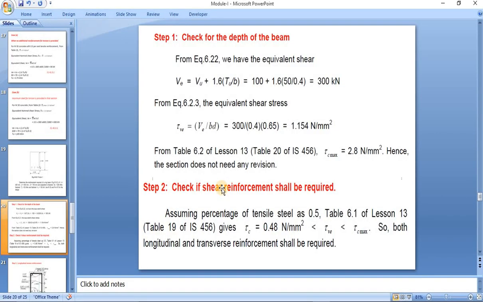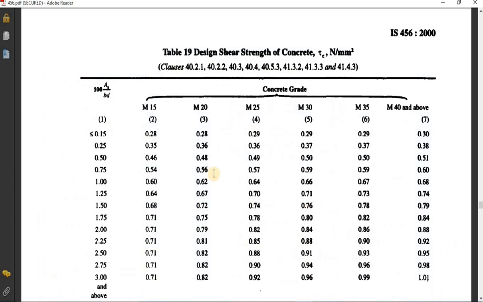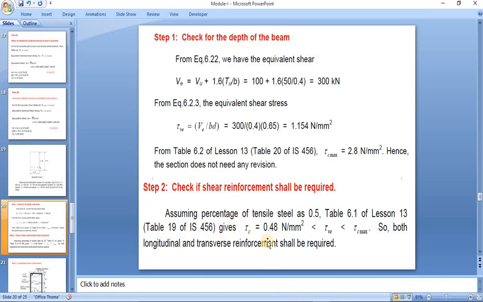You can see over here, the value of tau C we have got is 0.48, since the 100 AS divided by BD ratio is nearly 0.5 after calculation. You do this calculation individually. So I am considering the tau C value as 0.48. This 0.48 is less than 1.154, that is tau VE, and this tau VE is less than 2.8. All the conditions are satisfied, so we need to provide longitudinal as well as transverse reinforcement.